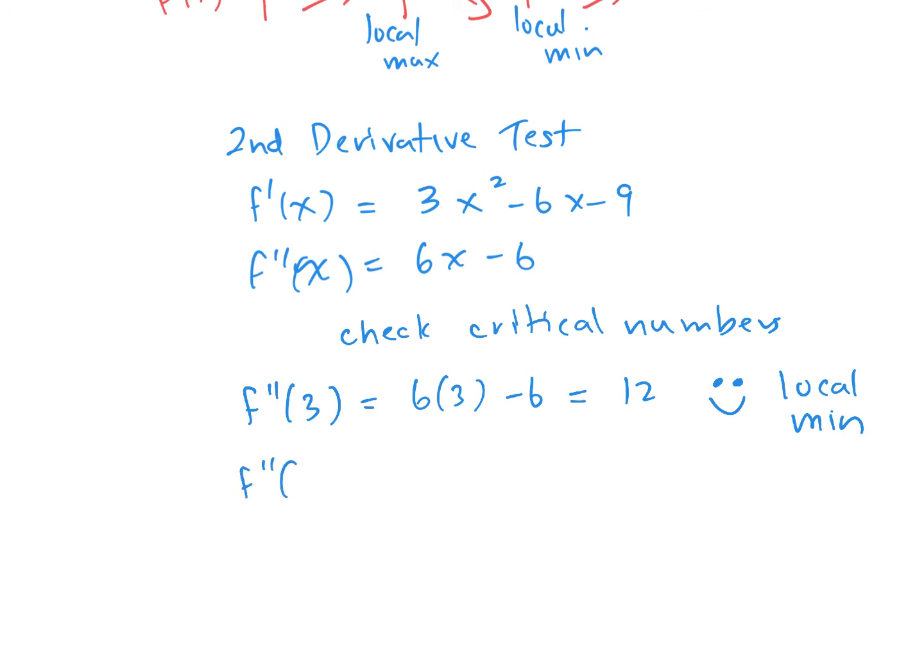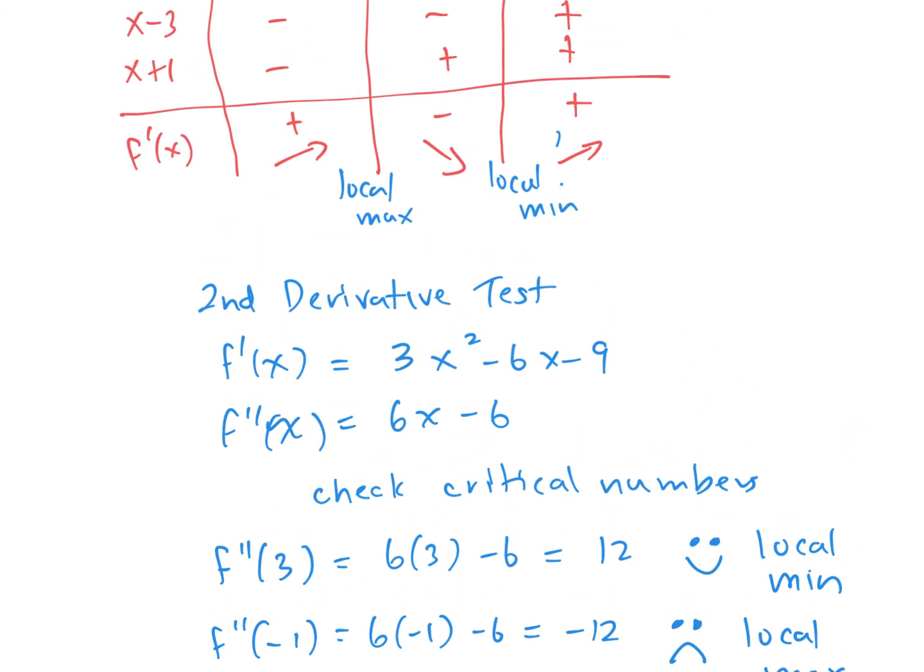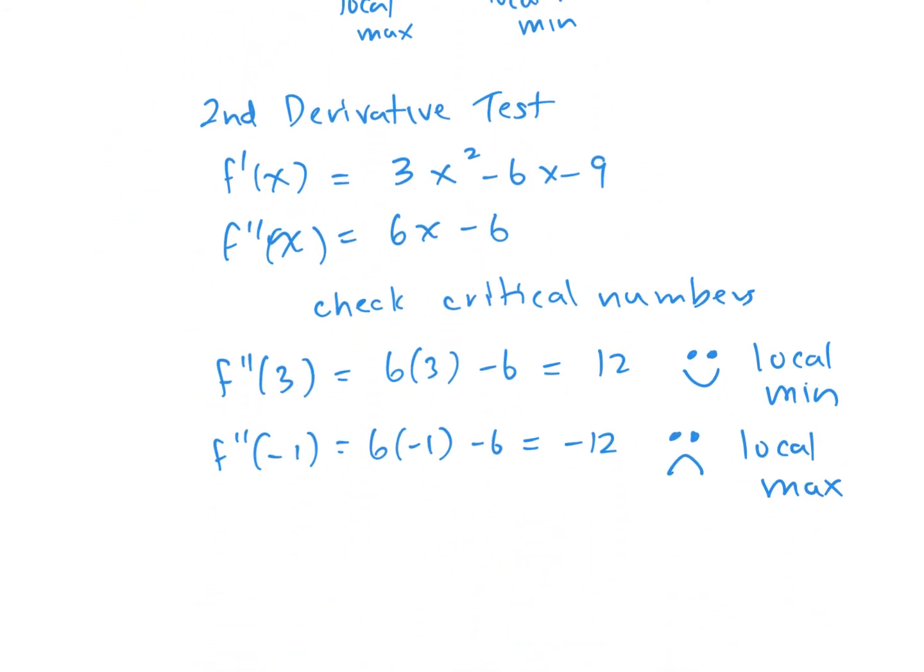If I put in the second number, -1, I get a negative result. So let's think of negative as a frowny face, and that tells me it is a local max. And then when we look at our table, that was confirmed in the table. We had a local max at x equals -1, which we confirm with the second derivative test, and then we had a local min at 3, which we confirm with the second derivative test.